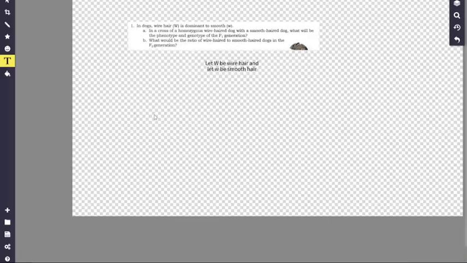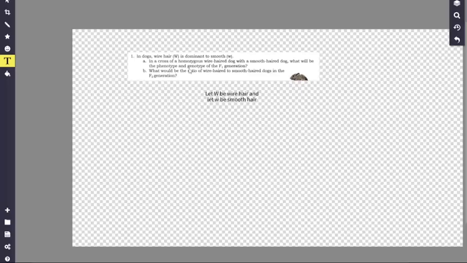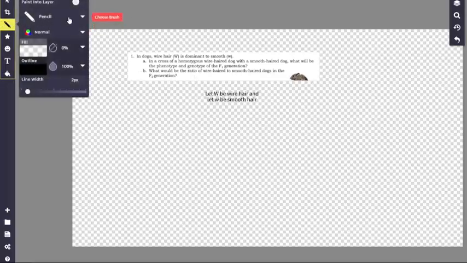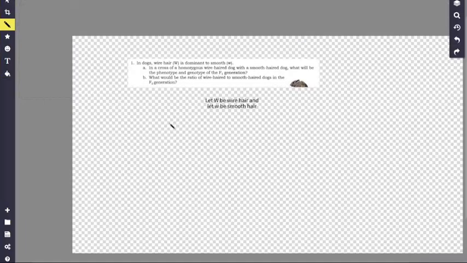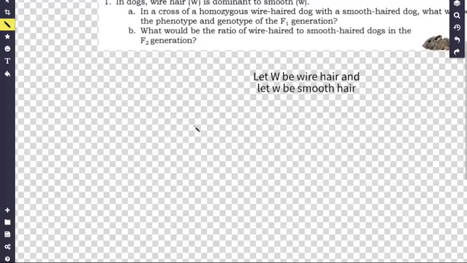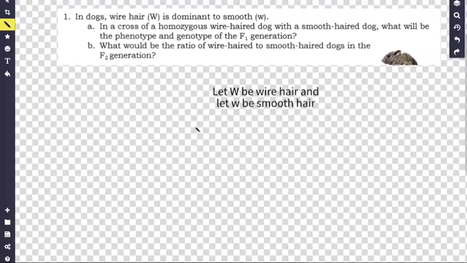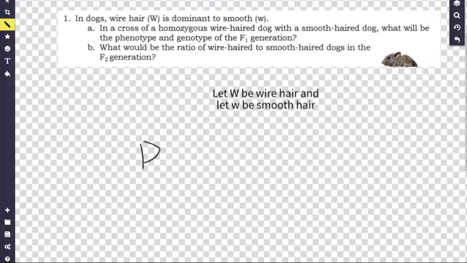So, in a cross of a homozygous wire-haired dog with a smooth-haired dog, what will be the phenotype and genotype of the first offspring generation? Okay, so this we're able to draw directly. Let's draw the parents first. This is P1, and this is P2. Remember, P1 is homozygous wire, so they have a big W and a big W.